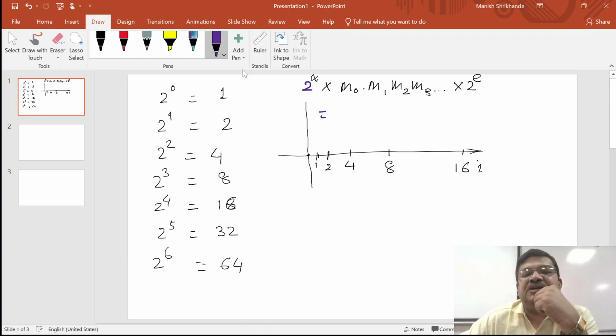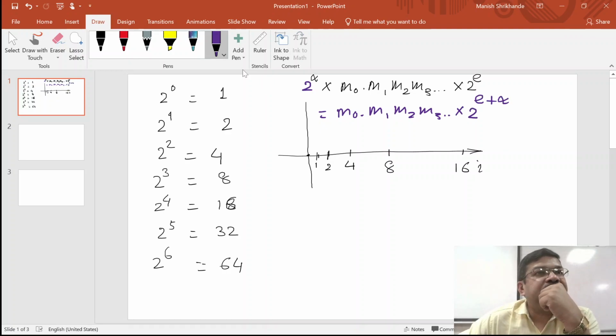So this number is equal to m0 m1 m2 m3, 2 raised to the power e plus alpha. That's an integer arithmetic, and that is performed exactly as long as we do not incur that carryover. We do not exceed the range of integers in the machine. But otherwise, this operation is exact. By doing this, I can make the original number small in magnitude wherever required, whenever required, and then perform arithmetic on this.